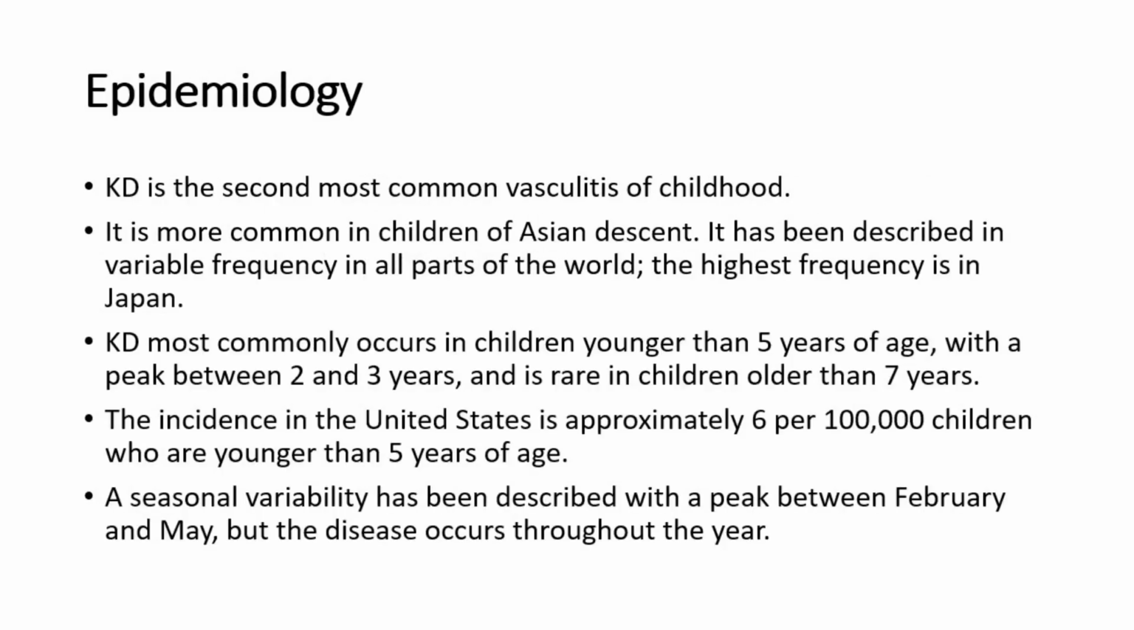KD is the second most common vasculitis of childhood. It is more common in children of Asian descent. It has been described in variable frequency in all parts of the world. The highest frequency is in Japan. KD most commonly occurs in children younger than 5 years of age, with a peak between 2 and 3 years, and is rare in children older than 7 years. The incidence in the United States is approximately 6 per 100,000 children who are younger than 5 years of age. A seasonal variability has been described with a peak between February and May, but the disease occurs throughout the year.